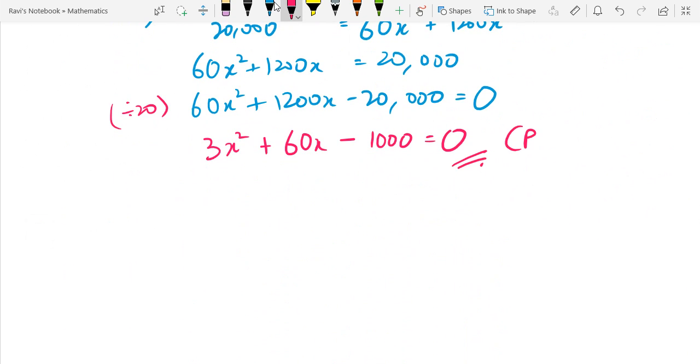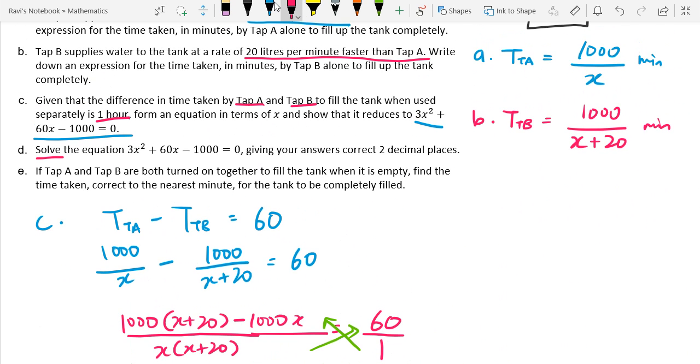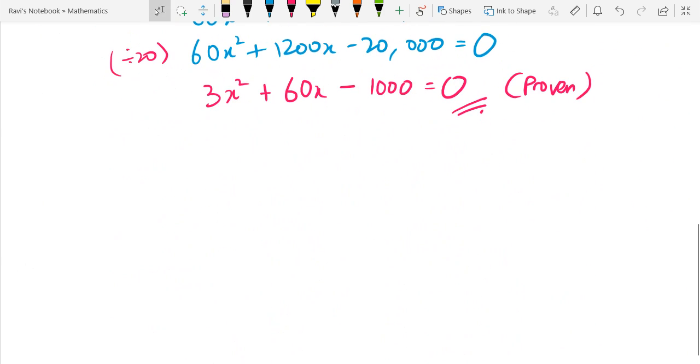Usually when you are asked to prove it, once you have reached that stage, you must state that you have proven it. So that is the steps for part C. Let's look at part D. In part D, we are supposed to solve this. So this is a quadratic equation, correct? What you have just solved is a quadratic equation, giving your answer correct to 2 decimal places. So let's do that now.